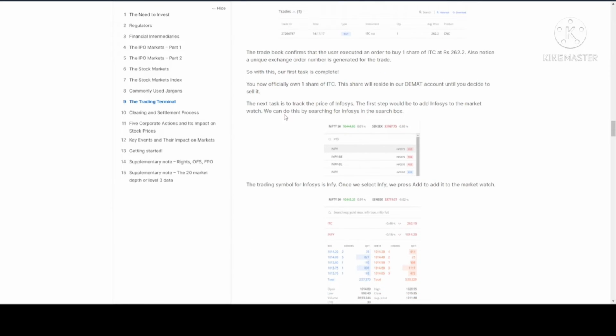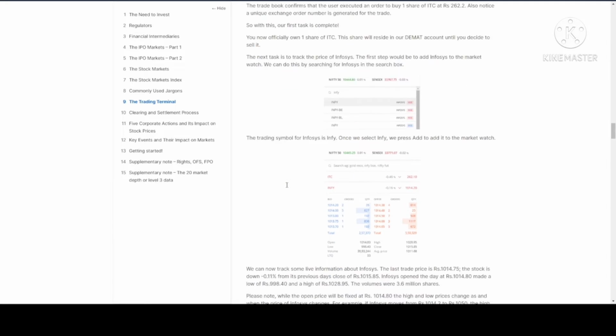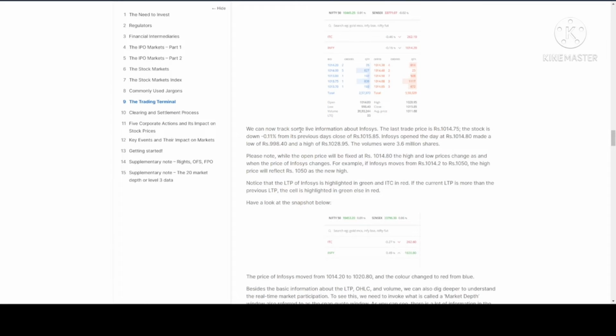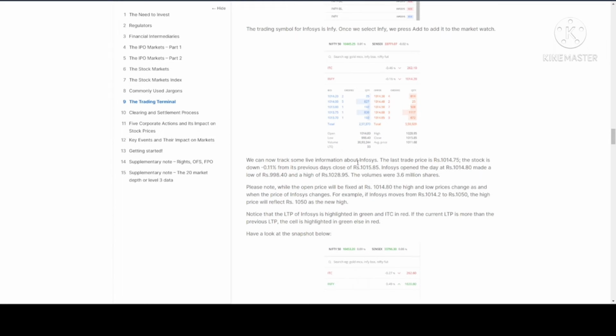The next task is to track the price of Infosys. The first step would be to add Infosys to the market watch. We can do this by searching Infosys. The trading symbol for Infosys is INFY. Once we select INFY, we press add to add it to the market watch. We can now track some live information about Infosys.